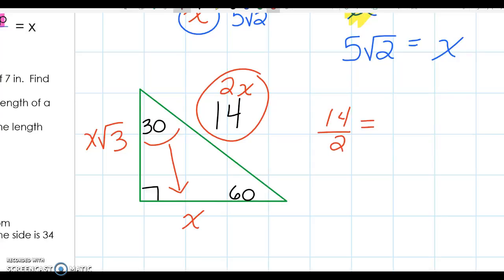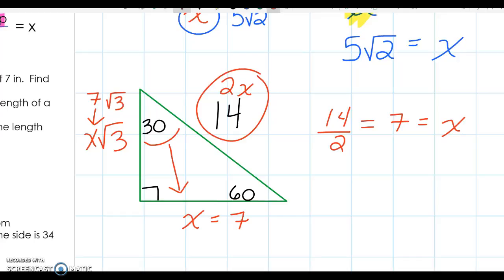14 divided by 2 is going to give me 7. So that's the value for your x. It's 7. So in this example, 7 is the length of the bottom side. And then if I plug in 7 to the adjacent side, it's going to be 7 times the square root of 3. And we leave it just like that.